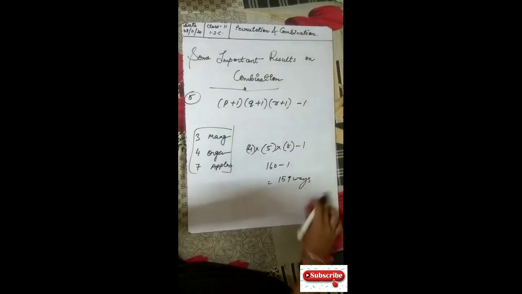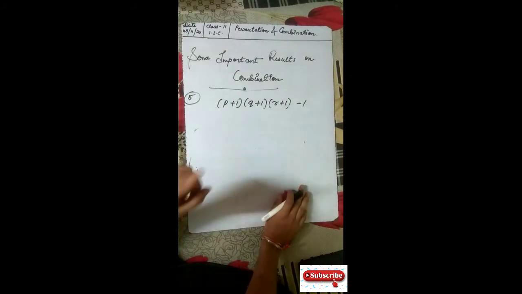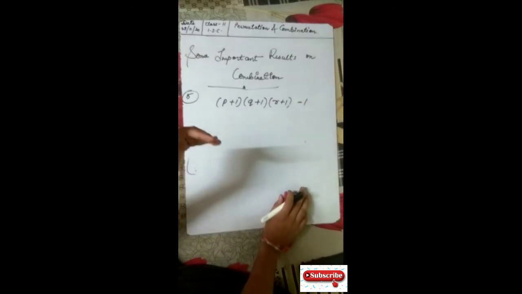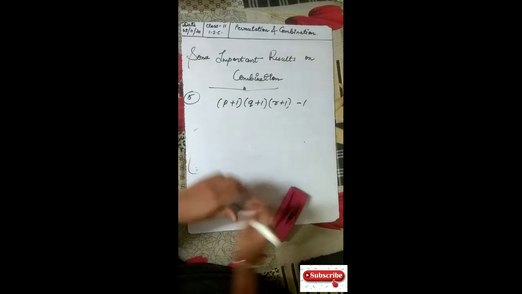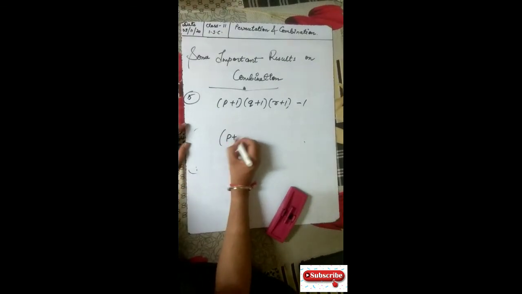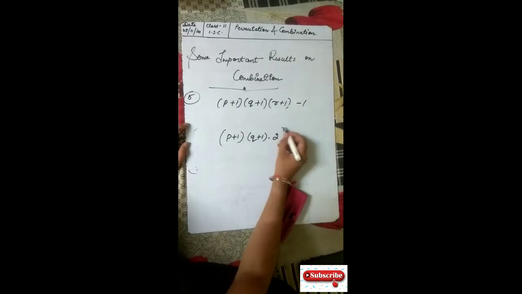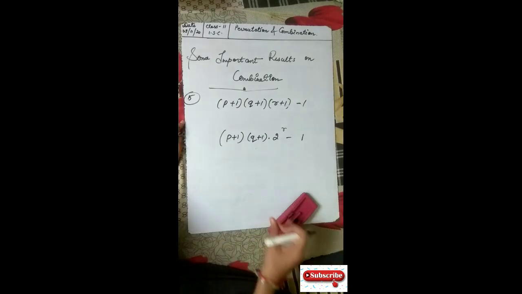And just see the sixth important result, that is if there are p plus q plus r things where p things are alike, q things are alike, and the remaining r things are all different, then a non-empty selection can be made in (p plus 1)(q plus 1) into 2 to the power r minus 1 ways. You know how we have done this?